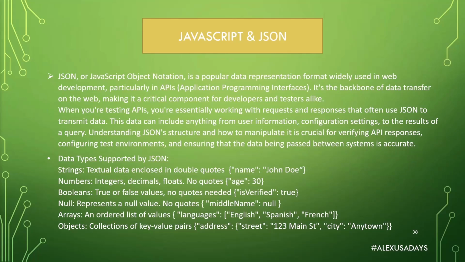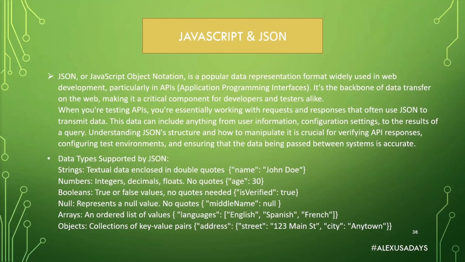Understanding JSON structure and how to manipulate it is crucial for verifying API responses, configuring test environments, and ensuring that the data being passed between systems is accurate. Data types supported by JSON are strings, so textual data enclosed in double quotes. You can see here a key value pair. The whole JSON is enclosed in curly braces. Name has quotes around it. This is the key. And then John Doe is a string. It is a value, also has quotes around it.